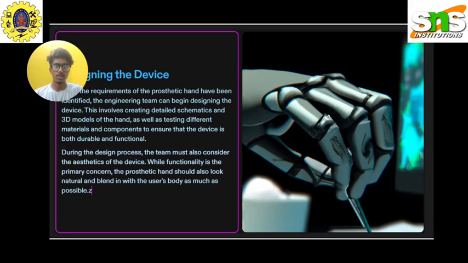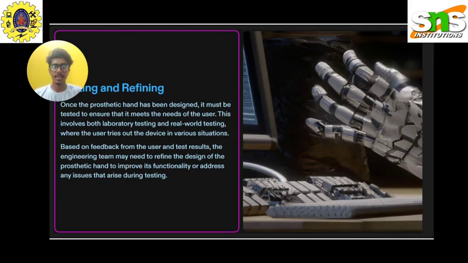During this process, the team must also consider the aesthetics of the device. While functionality is the primary concern, the prosthetic hand should also look good, natural, and blend with the user's body as much as possible. Testing and refining.